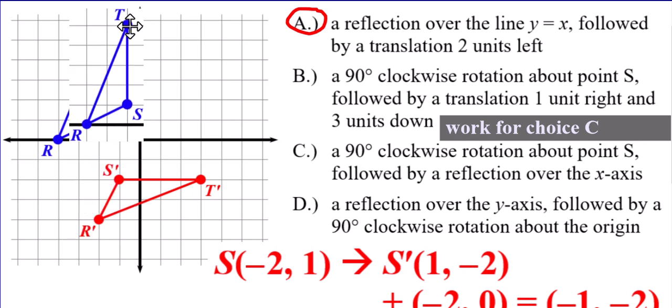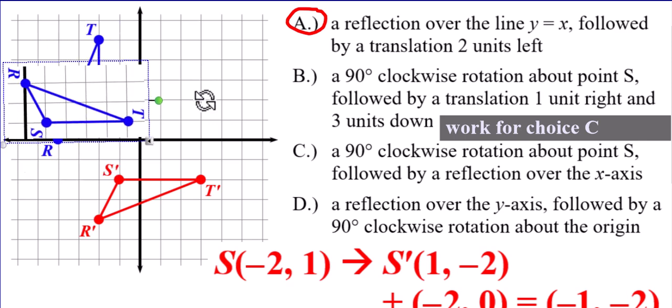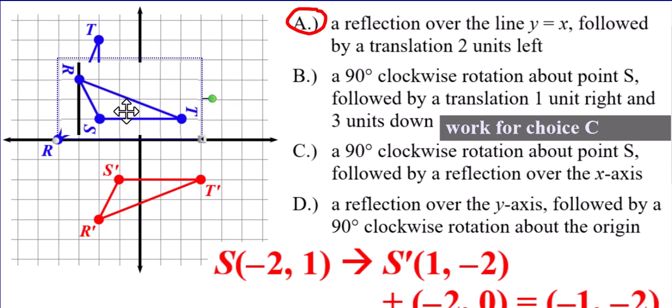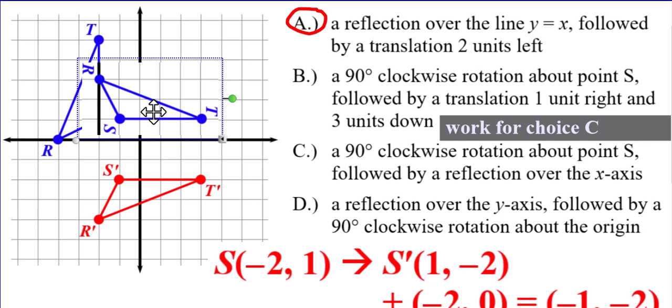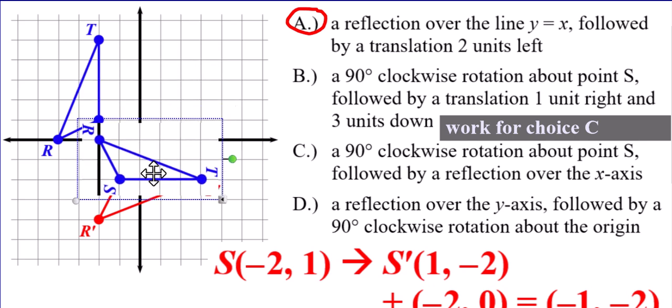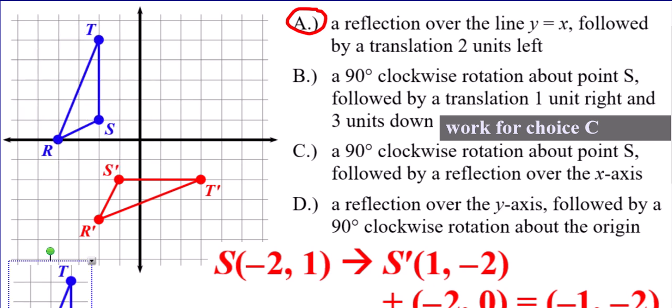If I reflect this triangle 90 degrees clockwise about point S, where is point S? That's right about here. And then I go 1 to the right and 3 down. Yes, it does put S and T at the right place, but the triangle's orientation is not the way it needs to be. I would need a reflection about line ST, and that's not what I have here. So choice B, no good.